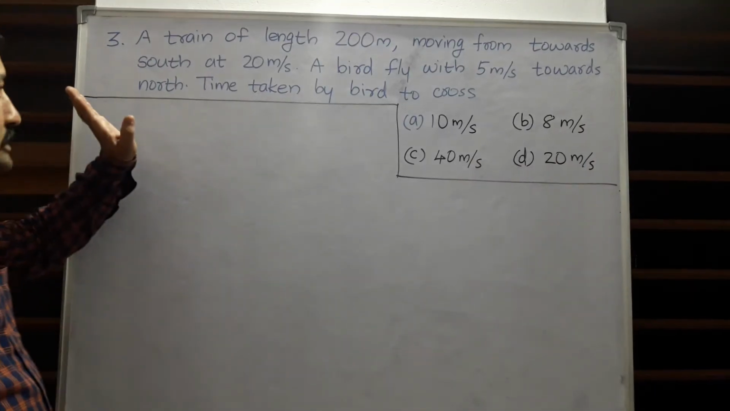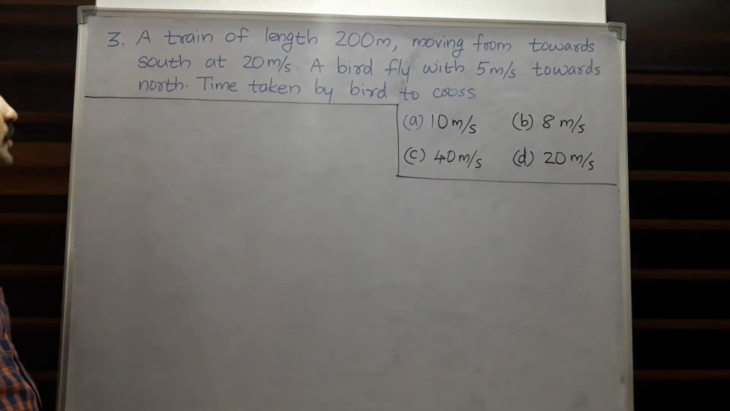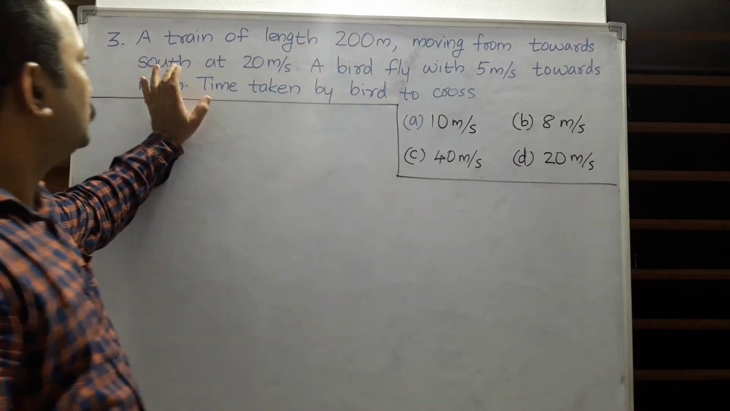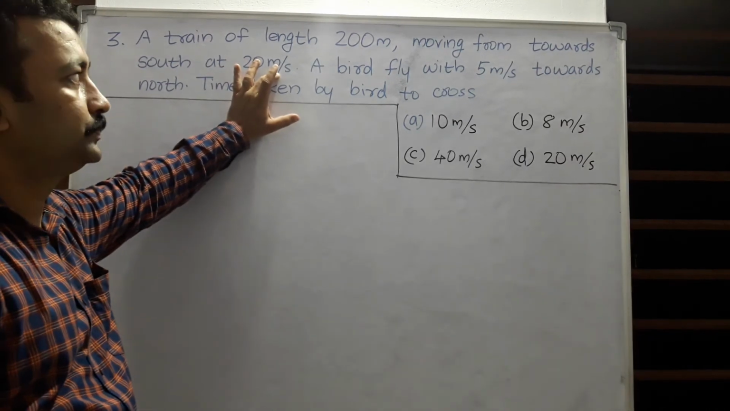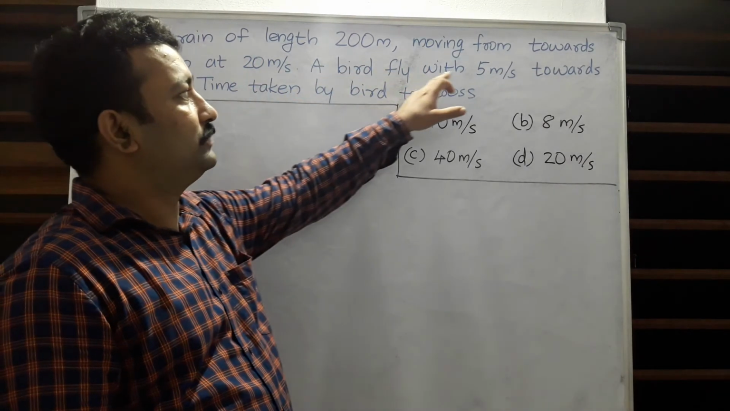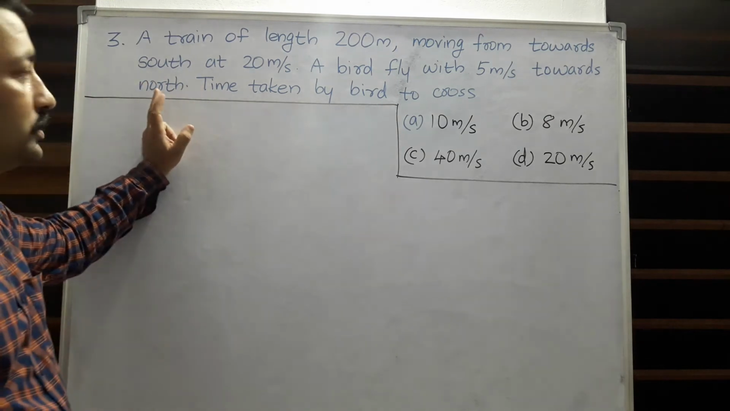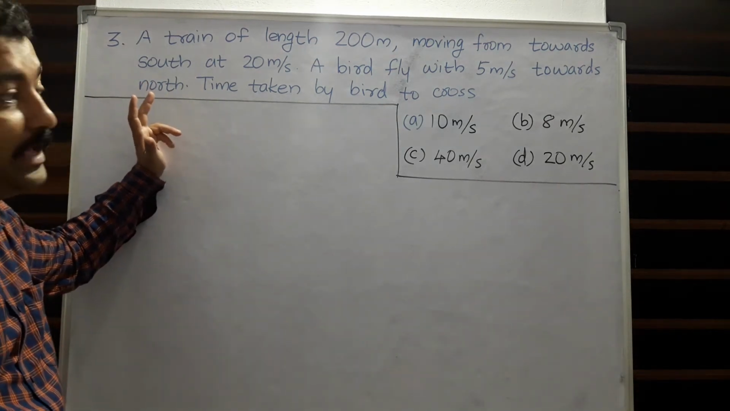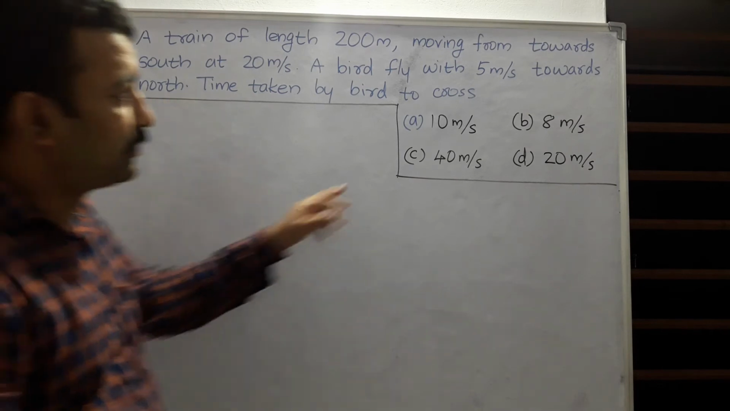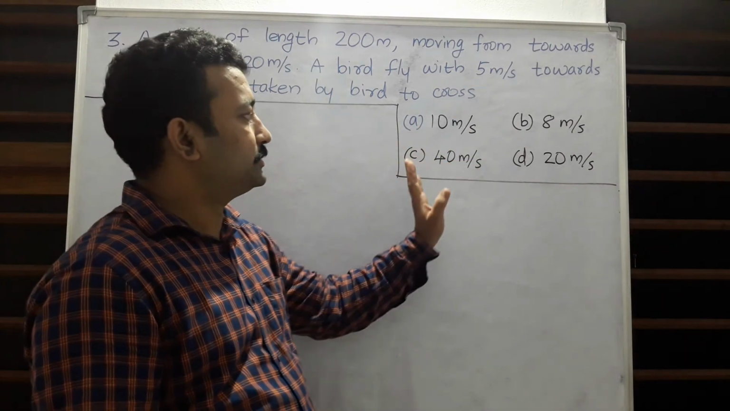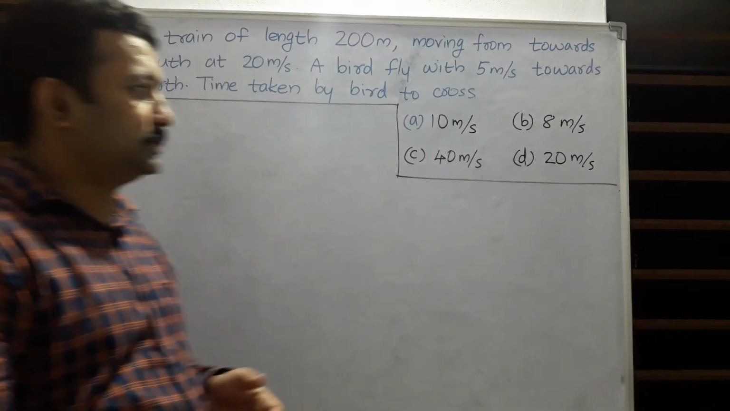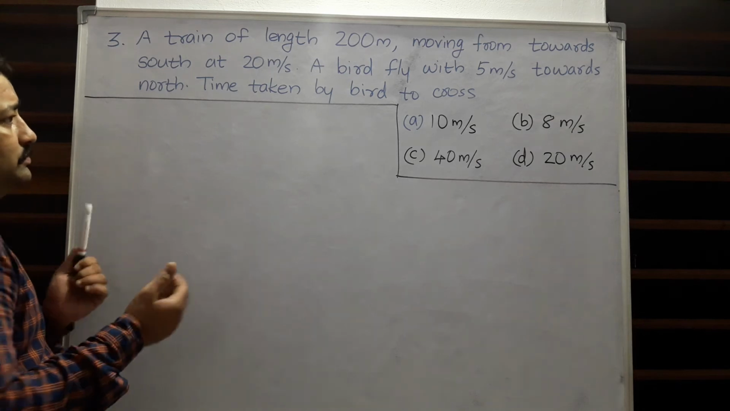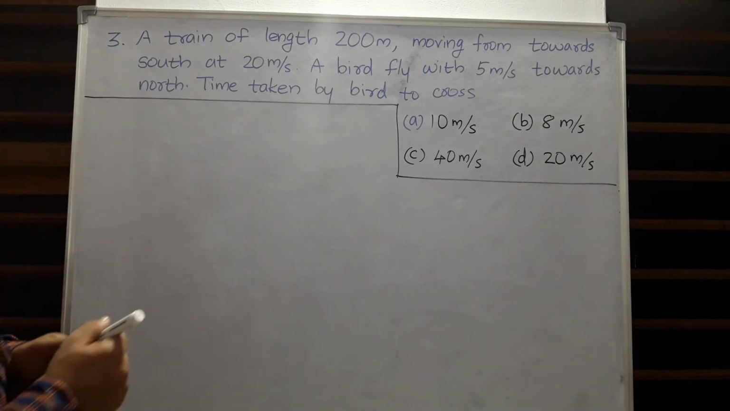Here we go with the next question. Again a train problem. A train of length 200 meter moving towards south at 20 meter per second. A bird flying with 5 meter per second towards north. What's the time taken by the bird to cross the length of the train? The options given are 10 meter per second, 8 meter per second, 40 meter per second and 20 meter per second. A regular problem in all kinds of reference materials we can say.